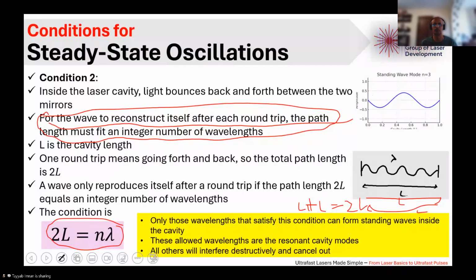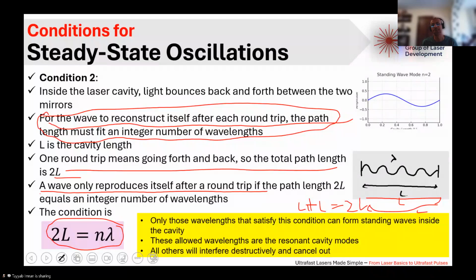Integer number of waves 1, 2, 3, 4, whatever. So L, you know, that's the cavity length. And one round trip means 2L. At this point, a wave only reproduces itself after a round trip if the path length 2L equals an integer number of wavelengths. Not only one, but an integer number of wavelengths: 1, 2, 3, 4, 5, something like this. So the condition has to be satisfied.